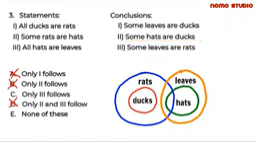Lastly, conclusion 3. Some leaves are rats. Does the circle of rats and leaves intersect or overlap? The answer is yes. Their circles intersect or overlap. By that, it only means conclusion number 3 follows the given statements. Therefore, only conclusion number 3 follows.